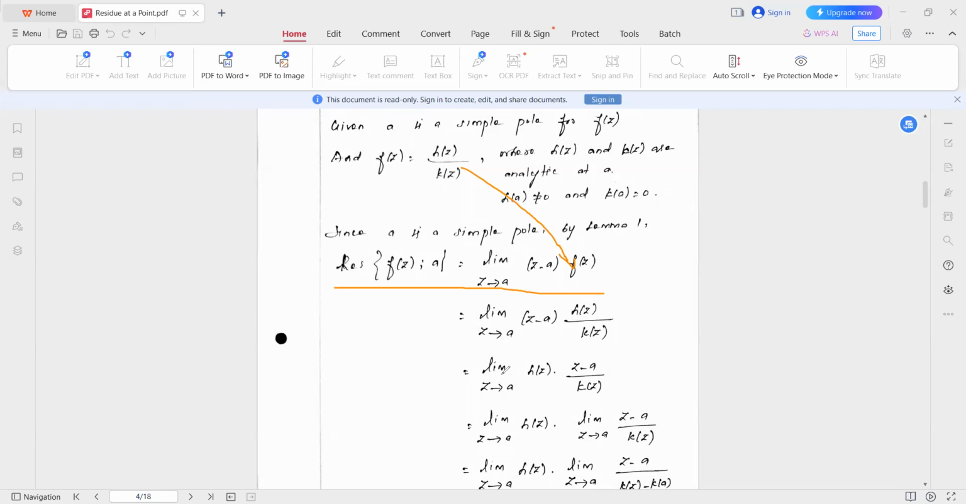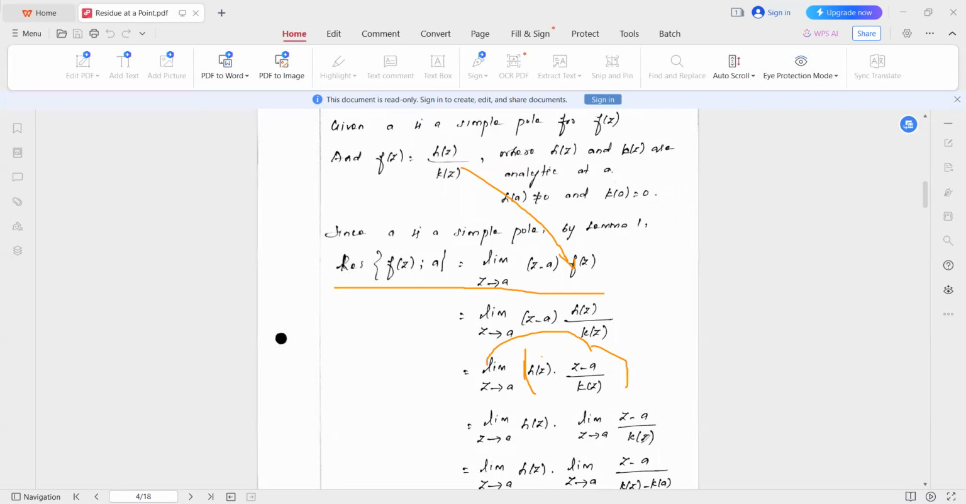Next, we are splitting the limit for these two. So limit z tends to a of h of z into limit z tends to a of z minus a by k of z. This is by the known theorem. We know that the limit as z tends to a of f of z plus g of z is equal to limit z tends to a of f of z plus limit z tends to a of g of z. The same goes for the product.